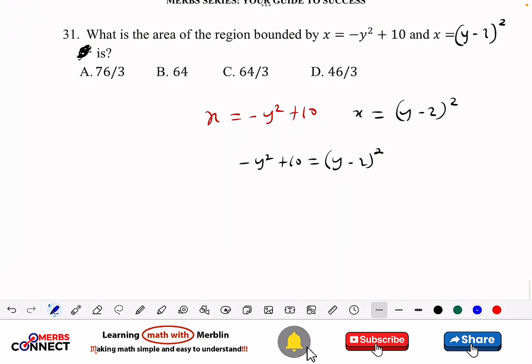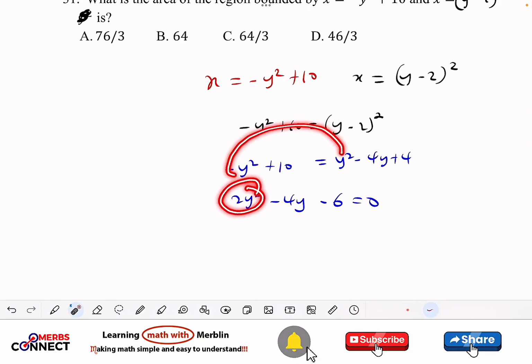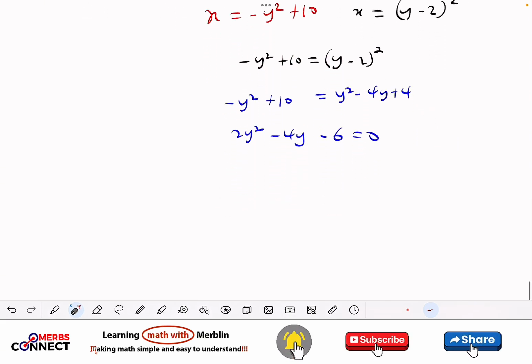Then let's expand this. This is y squared minus 4y plus 4 minus y squared plus 10. Group like terms. This is going to be 2y squared minus 4y minus 6 is equal to 0. So I move this one here, making it 2. This one is already here. Moving this one becomes minus and gives us minus 6. And then we just do factorization here. So you can divide by 2 and have y squared minus 2y minus 3 is equal to 0.